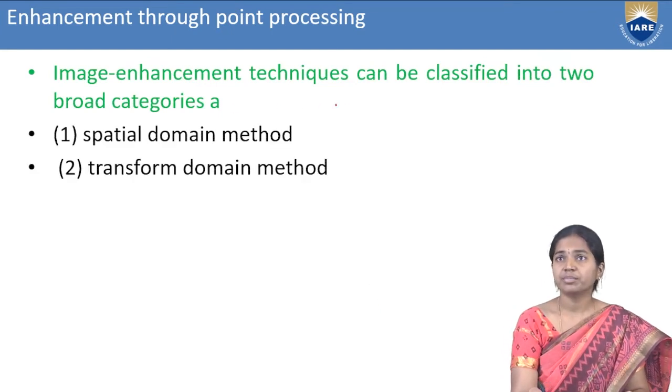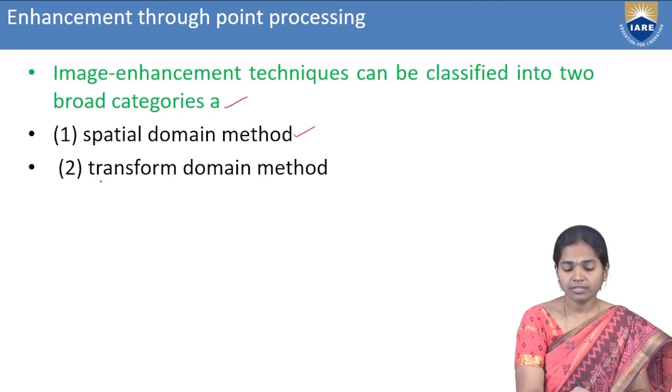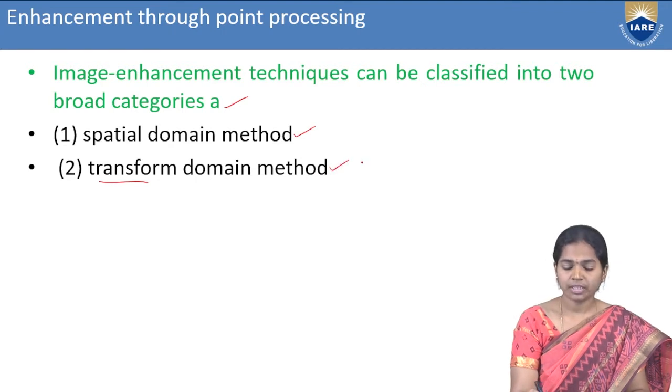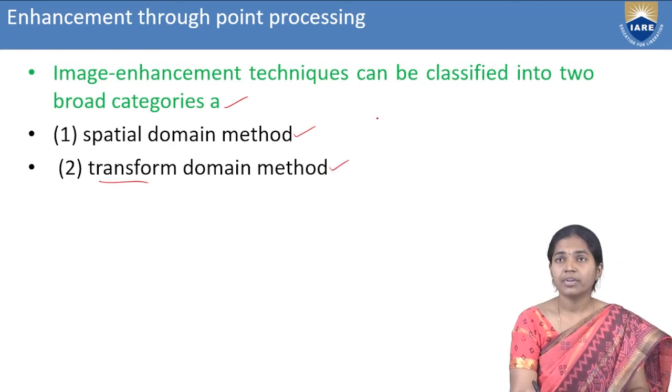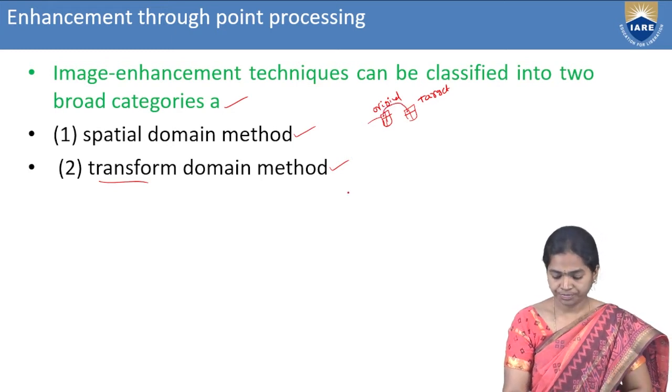Image enhancement techniques can be classified into two categories: one is the spatial domain method, and the other is the transform domain method. The spatial domain method operates directly on each and every pixel, and whatever the resultant value is, it is stored in the same location of the target image. For example, this is the original image and this is the target image. I am applying the spatial domain method, operating directly on a particular pixel only, and the resultant is stored in the same location of the target image.